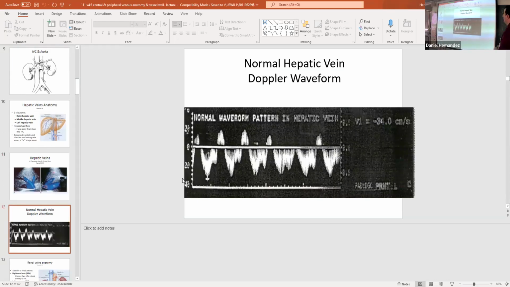And this is a normal hepatic Doppler waveform. So that area that's above the baseline is showing blood flow going in the opposite direction. This is during that atrial contraction where you get a little bit of blood reversing backwards. And then you get that nice kind of W waveform. This is a normal hepatic artery Doppler waveform. So these look very unique.